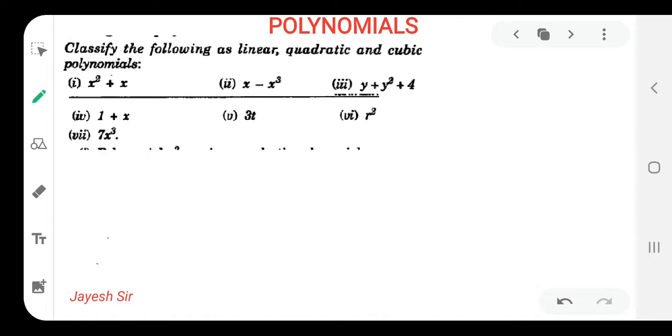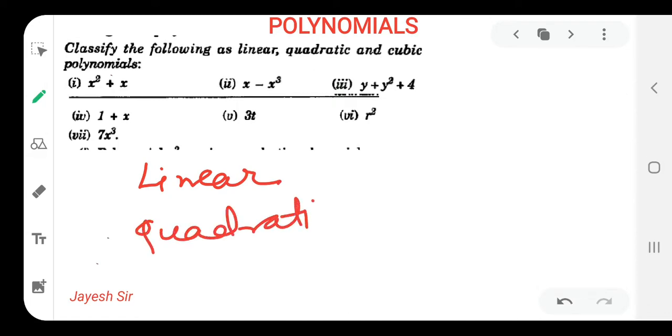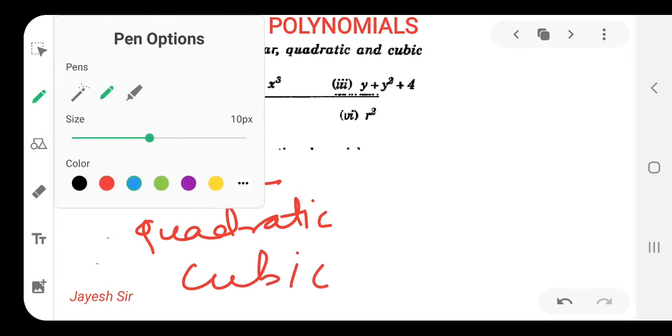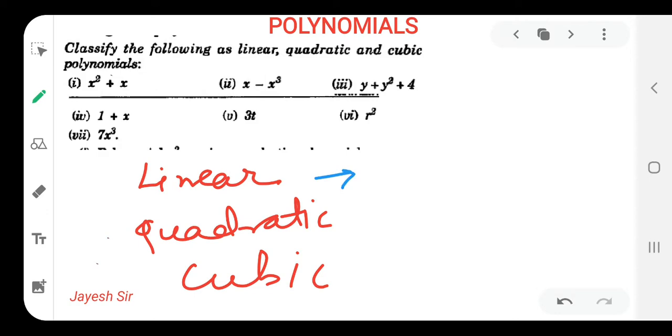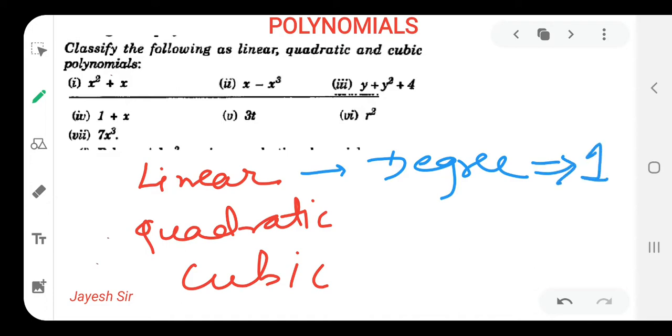Classify. Yes friends, before understanding this we must know the concept of linear, quadratic and cubic. The simple thing that we need to understand is, if the variable has power 1, what is the power of the variable? The degree of the polynomial should be 1, then it is linear.